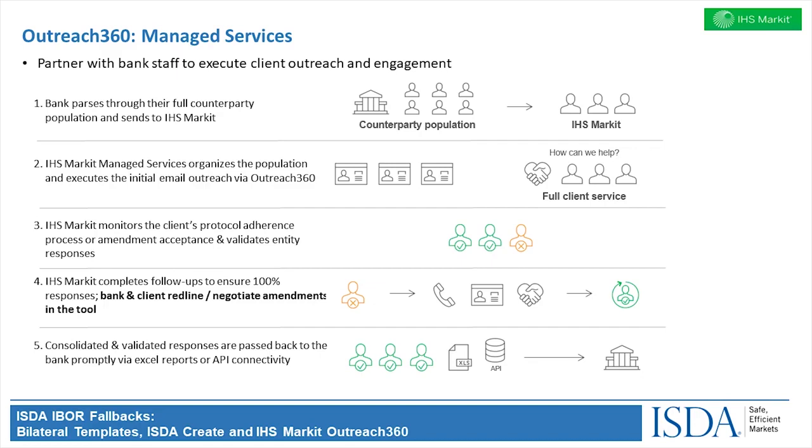IHS Markit's managed service monitors that adherence and looks at the bank's demand list against the protocol adherence and marries those two together. And where clients have not adhered to the protocol and haven't provided any feedback, the system will continue to chase at a defined frequency to ensure that there's consistent outreach and consistent client touchpoints. Where a client provides feedback saying that they would like to have a different approach, whether a bilateral template, Outreach 360 can direct them to ISDA Create for those bilateral templates, or send them separate non-standard bilateral documents for redlining and negotiation. And finally, all of this information, all of this data, all of this reporting can be piped back to the bank through Excel reports and an API.